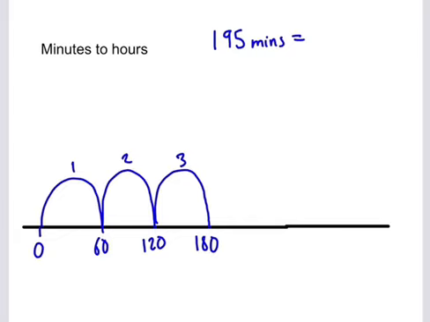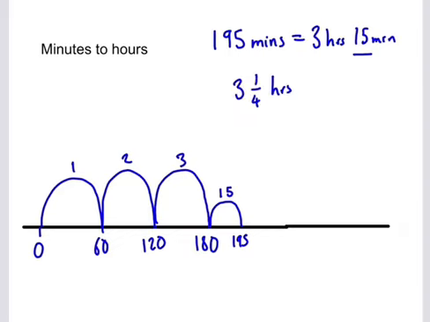So, how do we get from 180 to 195, 180, 190, 195? So we've got 3 hours and 15 minutes. Now, 15 minutes is one of our fractions. That's a quarter of an hour. So we could say we've got 3 1/4 hours.